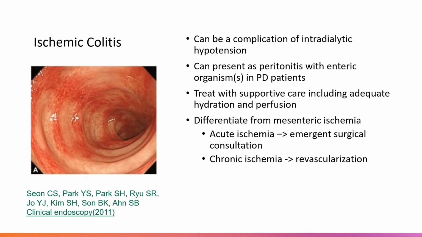Because ischemic colitis is just treated with supportive care, you do want to make sure you can differentiate this from mesenteric ischemia. So this would be related to atherosclerotic buildup and vascular calcifications, which is something we see in a lot of our dialysis patients. So the rates are pretty equal in hemodialysis and peritoneal dialysis.